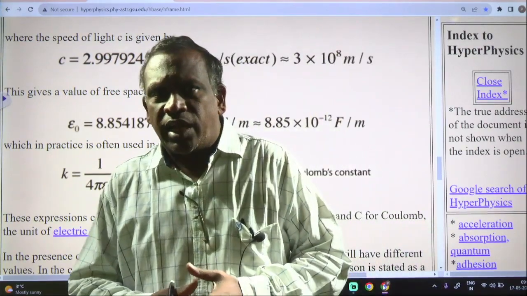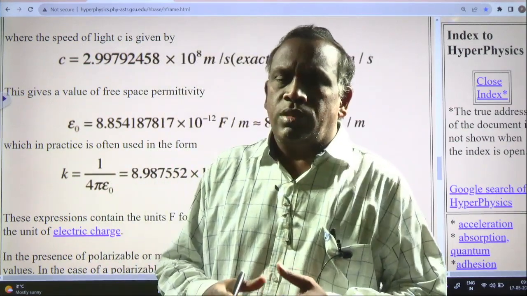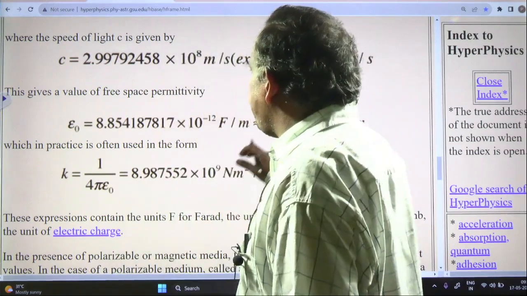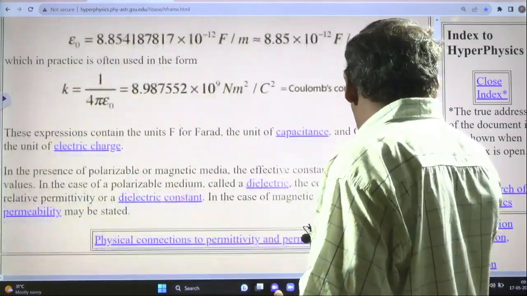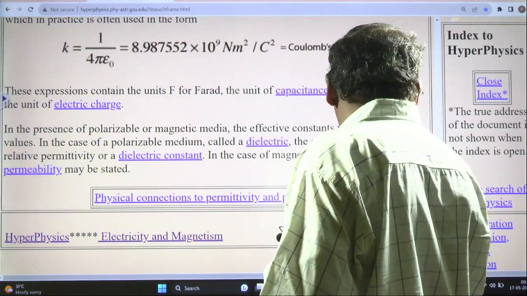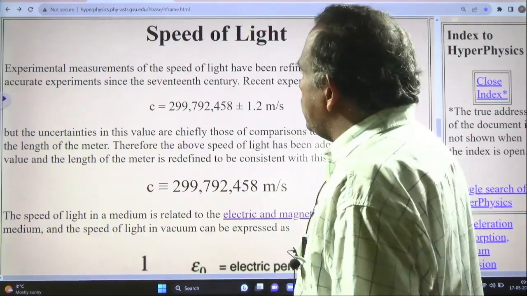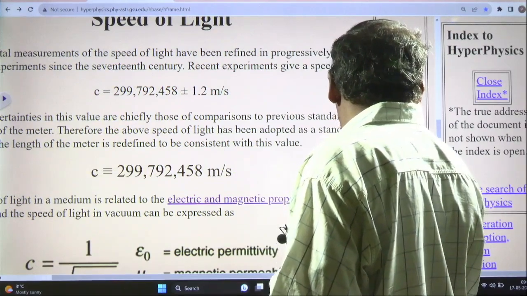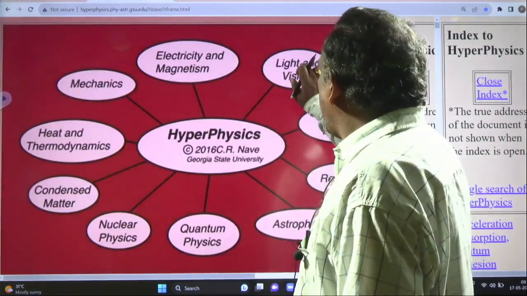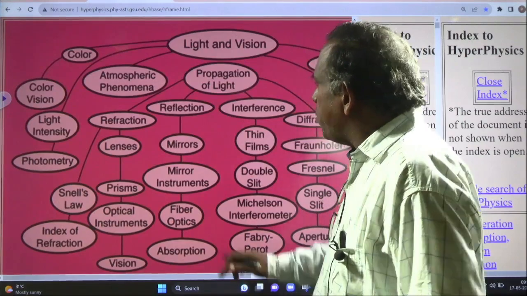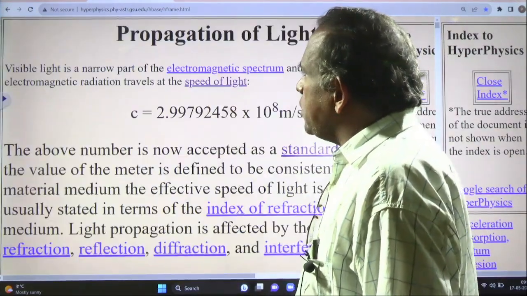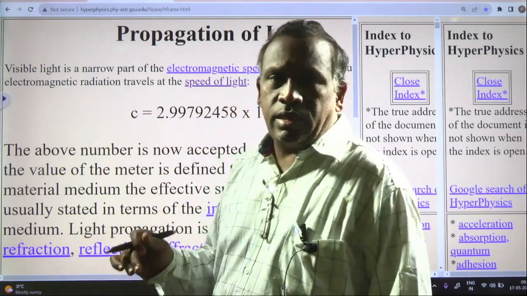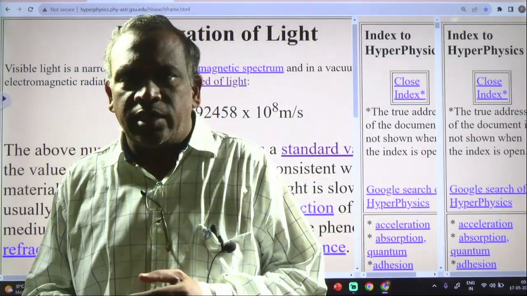In the case of light, there are different concepts like the propagation of light. If you take light and vision, the propagation of light: light is a part of the electromagnetic spectrum.